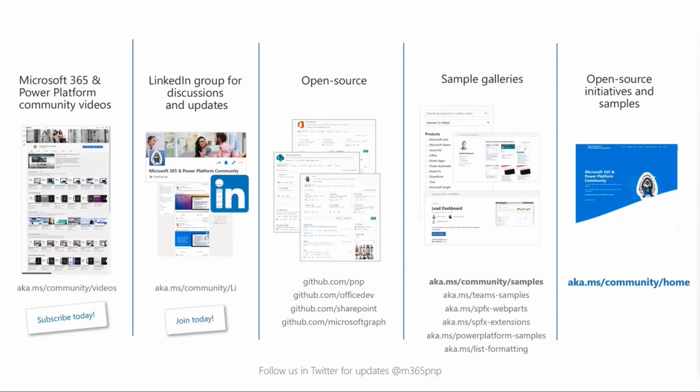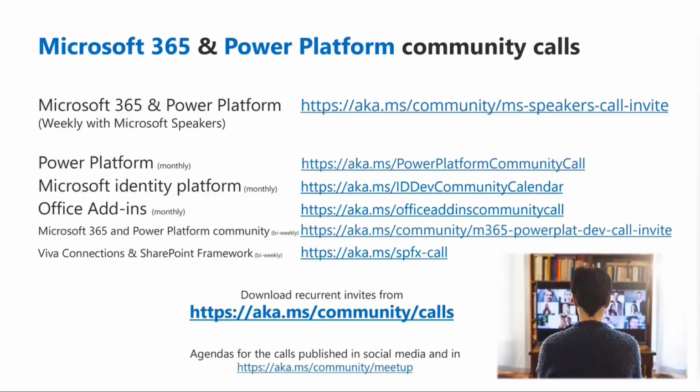Now, we do have quite a few community calls which we are executing throughout the month. We have the Tuesday, 8 a.m. Pacific time call, which is happening and where you are right now today. We also have a specific Power Platform monthly community call where we have more community presenters. We also have the Microsoft Identity monthly call, the Office Settings monthly call, and then we have our 7 a.m. Pacific time on Thursday series.